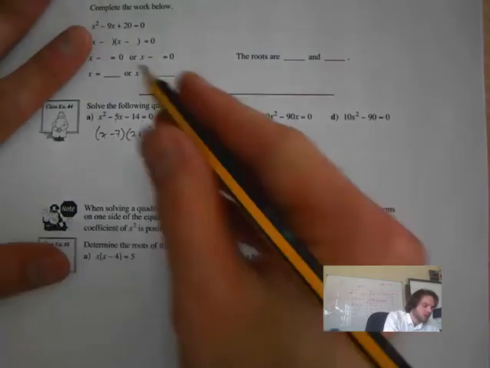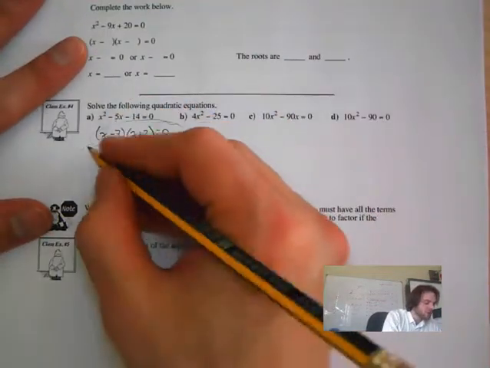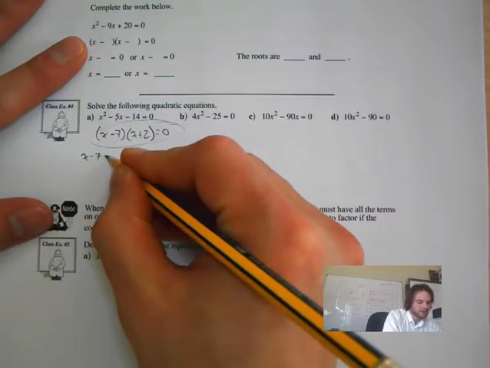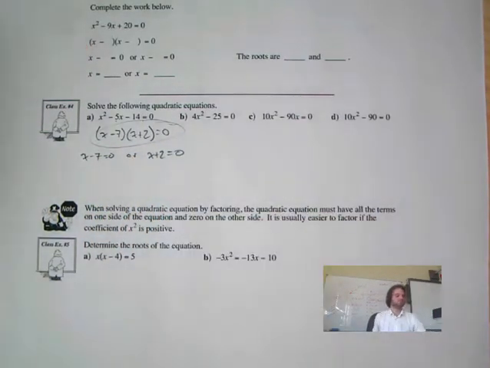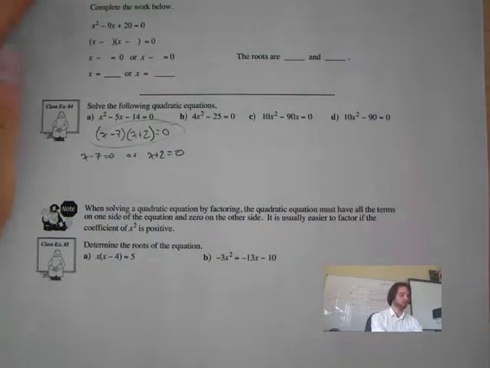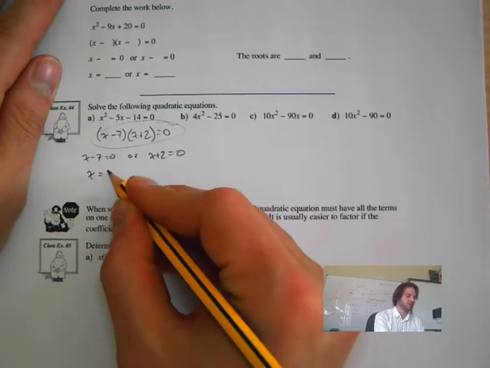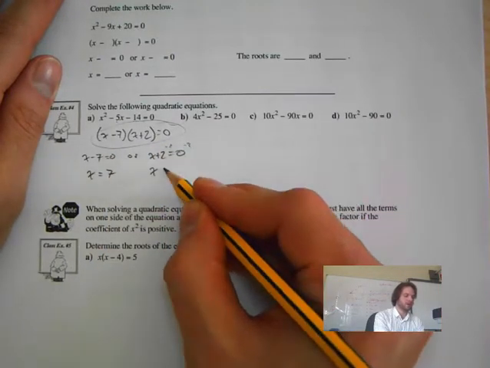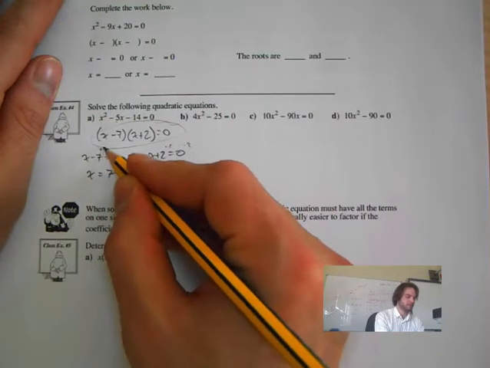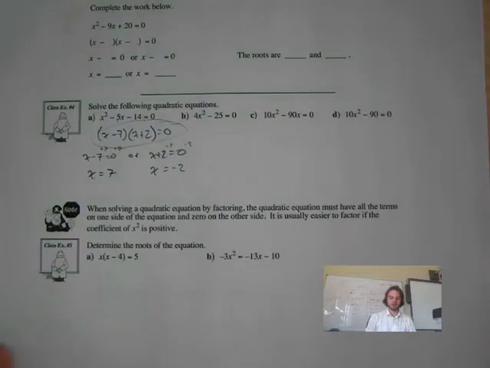So now we're back to what we had before. This is nice. We know how to find the roots. So we could have x minus 7 is equal to 0, or x plus 2 is equal to 0. Now, adding 7 to both sides, x is equal to 7, or subtracting 2 from both sides, x is equal to negative 2. So those are my two answers.